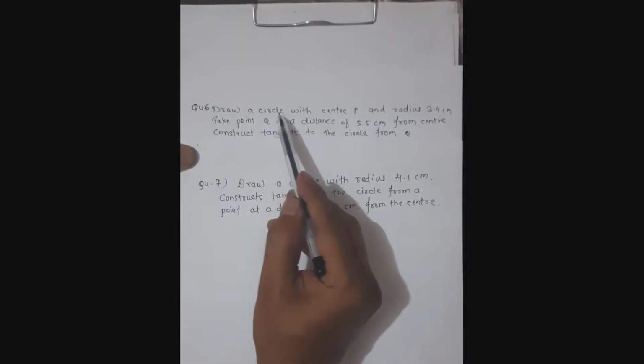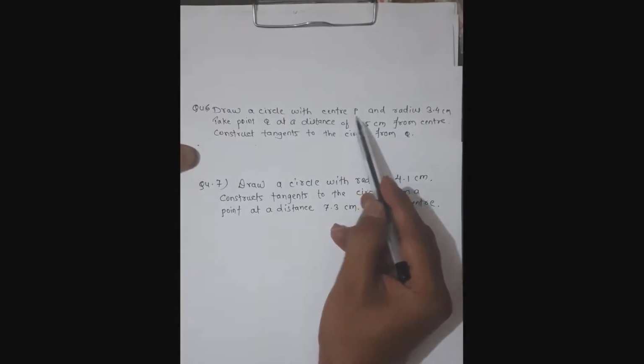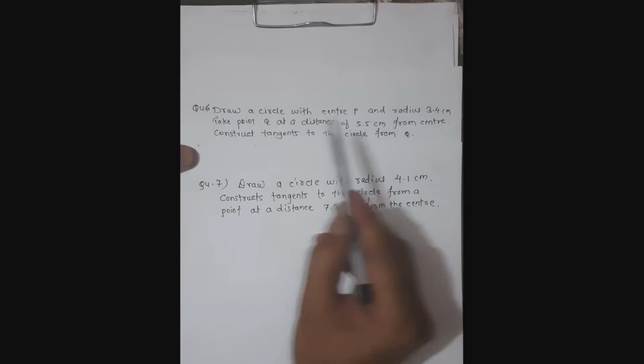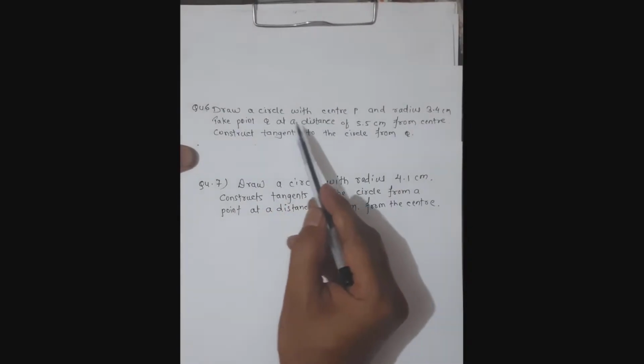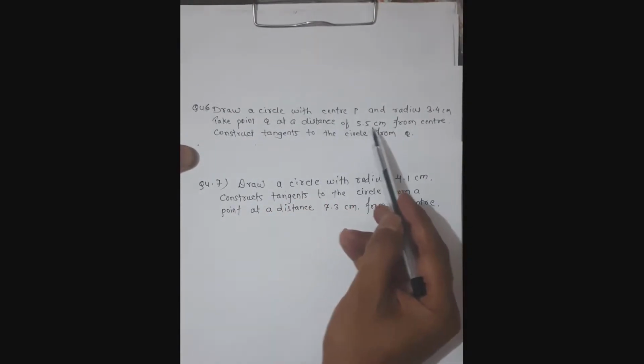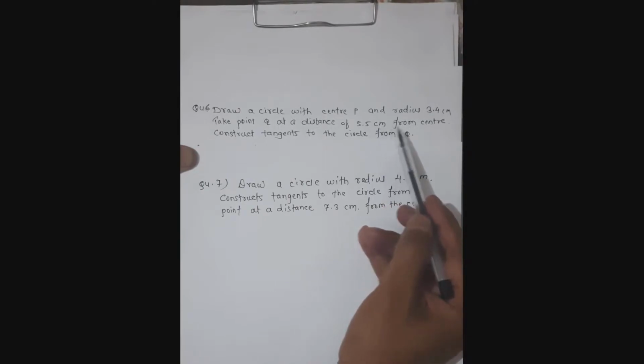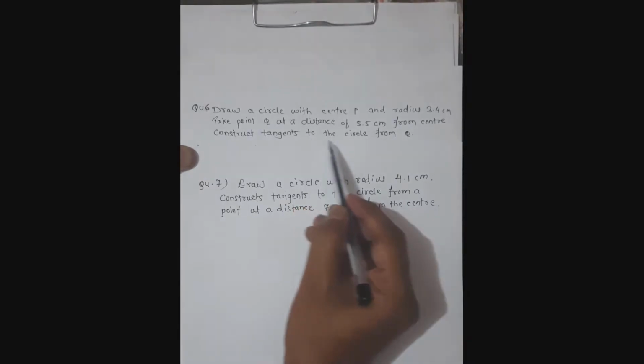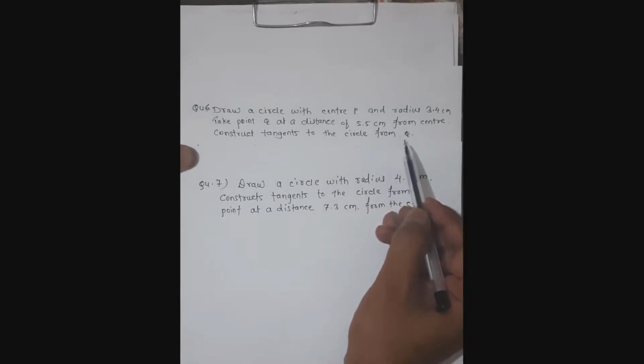Draw a circle with a center P and a radius 3.4 centimeter. Take point Q at a distance of 5.5 centimeter from the center. Construct tangents to the circle from Q.